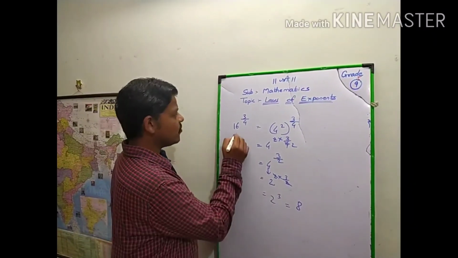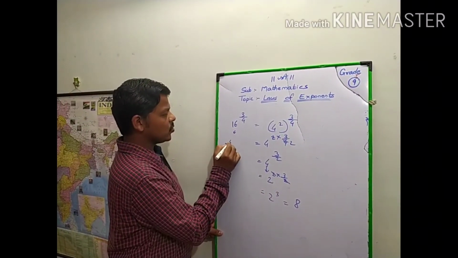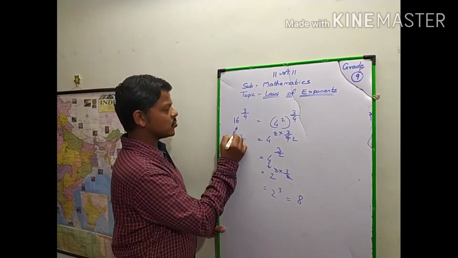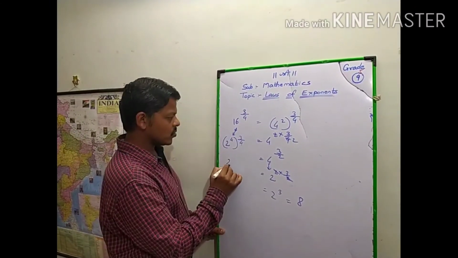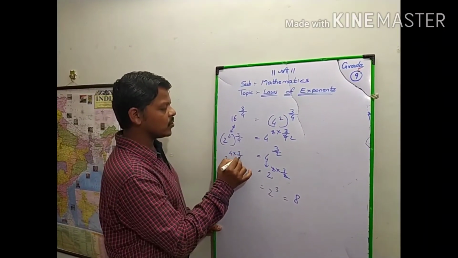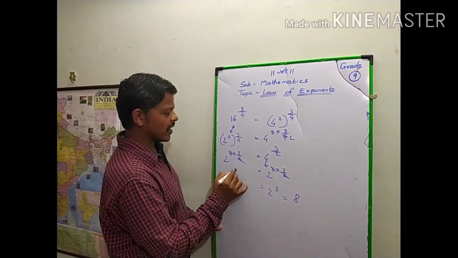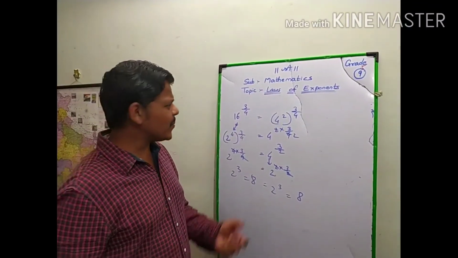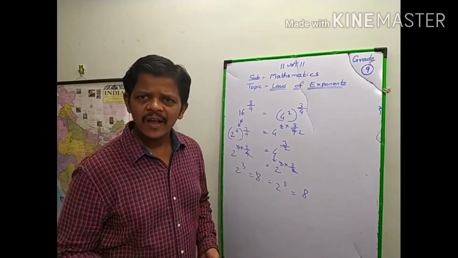Or else, if you could have remembered, 2 raised to 4 raised to 3 upon 4, because 16 is 2 raised to 4. So 2 raised to 4 into 3 upon 4. Again 4 and 4 cancel. 2 cube, that is equal to 8. Very simple. We are going to apply the laws of exponents.